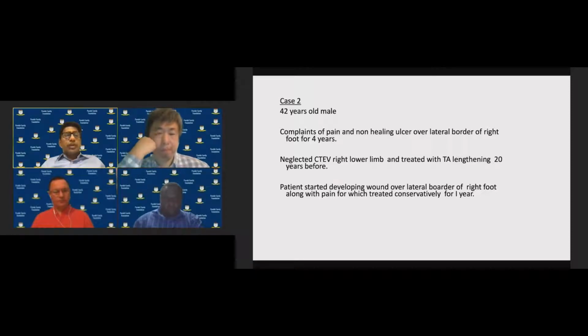This is a 42 year old male patient who presented with pain and a non-healing ulcer over the lateral border of the right foot for 4 years. He had a neglected CTEV and was also operated on 20 years before, with some soft tissue procedures. Then the patient started developing a wound over the lateral border of the right foot, and they treated it conservatively for the last 1 year.